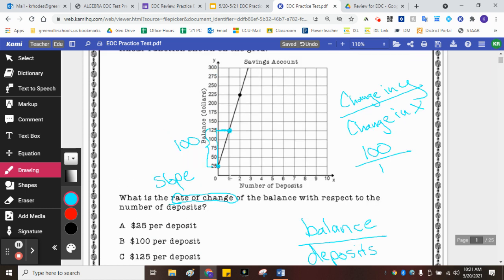So the first time I put in a deposit in the bank, I went from $25 to $125. The second time I put in money, now I'm at $225. So it just looks like every time they go to the bank, they put $100 in. $100 for a deposit.